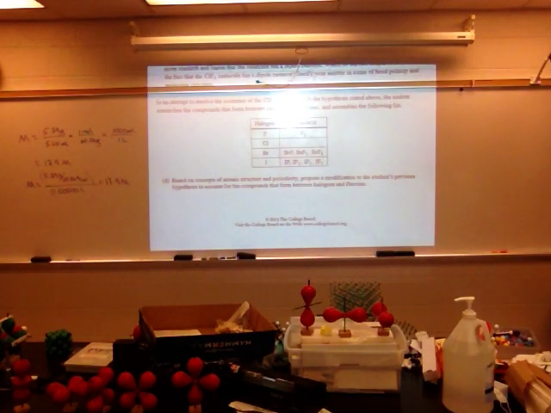All right, in an attempt to resolve the existence of the ClF3 molecule with the hypothesis stated above, the student researches the compounds that form between halogens and fluorine and assembles the following list. Based on the concepts of atomic structure and periodicity, propose a modification to the student's previous hypothesis to account for the compounds that form between halogens and fluorine.